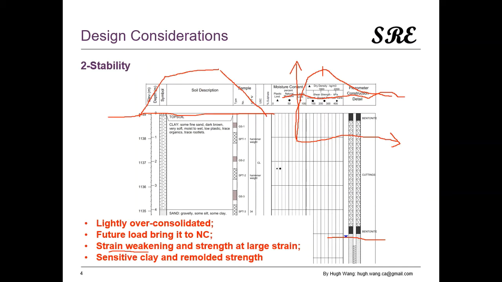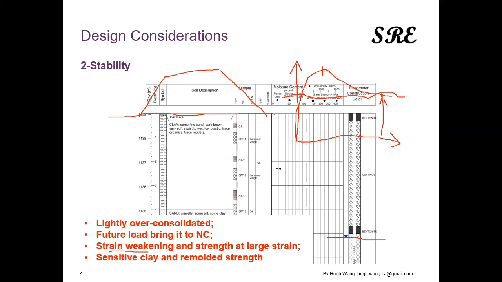So when choosing the shear strength in the design, at least we should consider the strength at this strain level, at a large strain level. Otherwise, if we use peak shear strength, peak strength, then it could be very dangerous. Another thing is maybe we need to consider to use remolded strength. The remolded strength will be even lower.